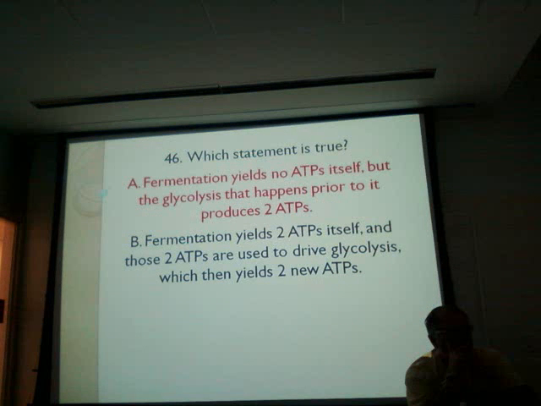Which one did I make up? B. I made up B. A is the answer. B makes no sense because you can't produce ATP before you do glycolysis. That's exactly right.